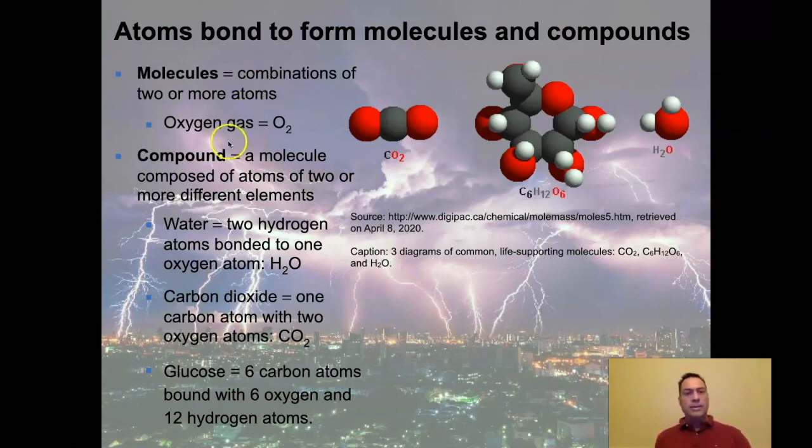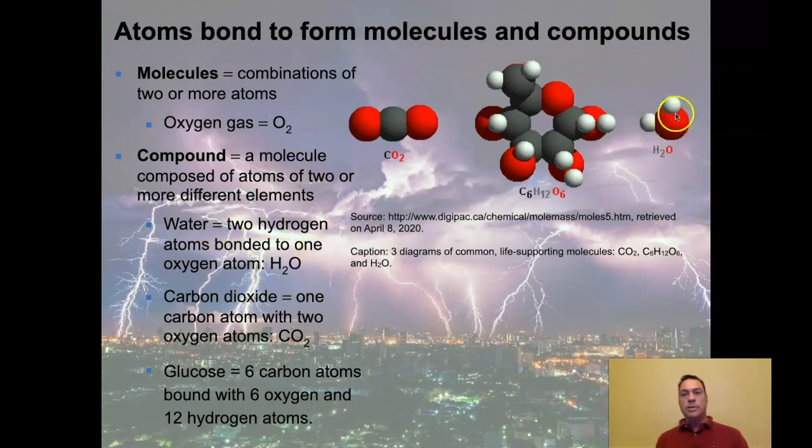So how is that different from a compound? Well, a compound is a molecule composed of atoms of two or more different elements. So oxygen gas is a molecule, but it is not a compound because it's all oxygen, all right? Water, on the other hand, is a compound. This is two hydrogen atoms bonded to one oxygen atom, and that's what we see right up over here.